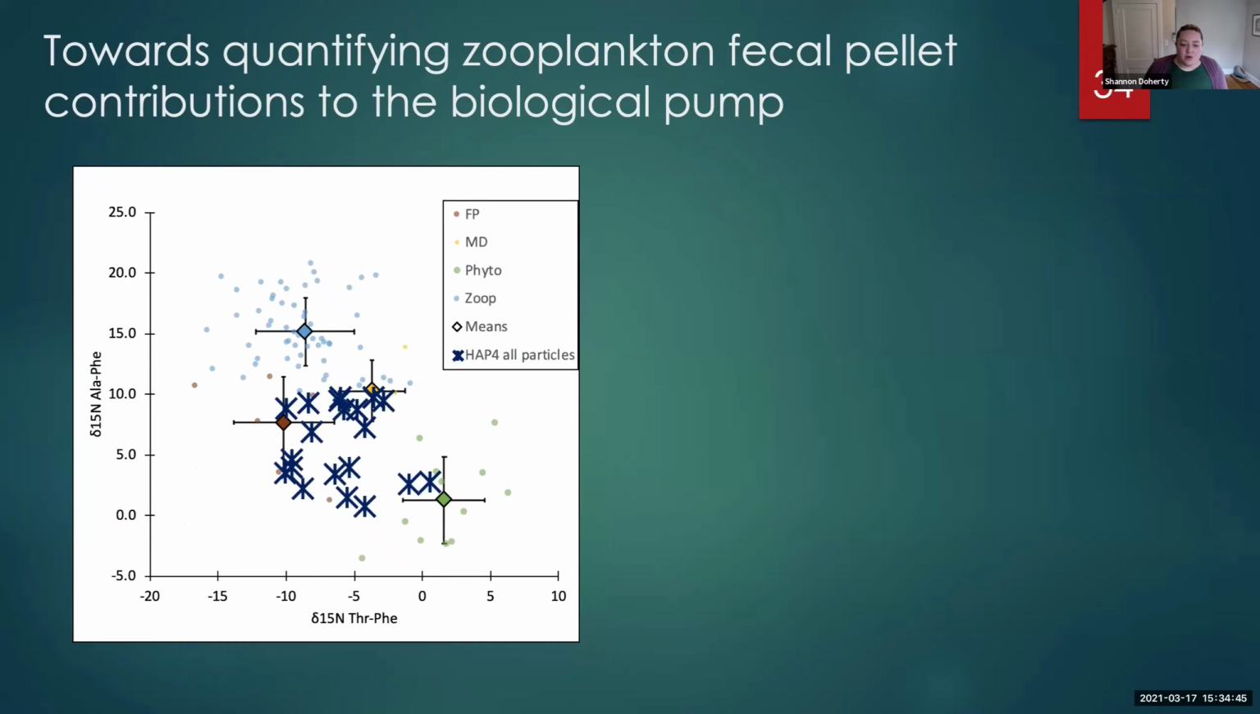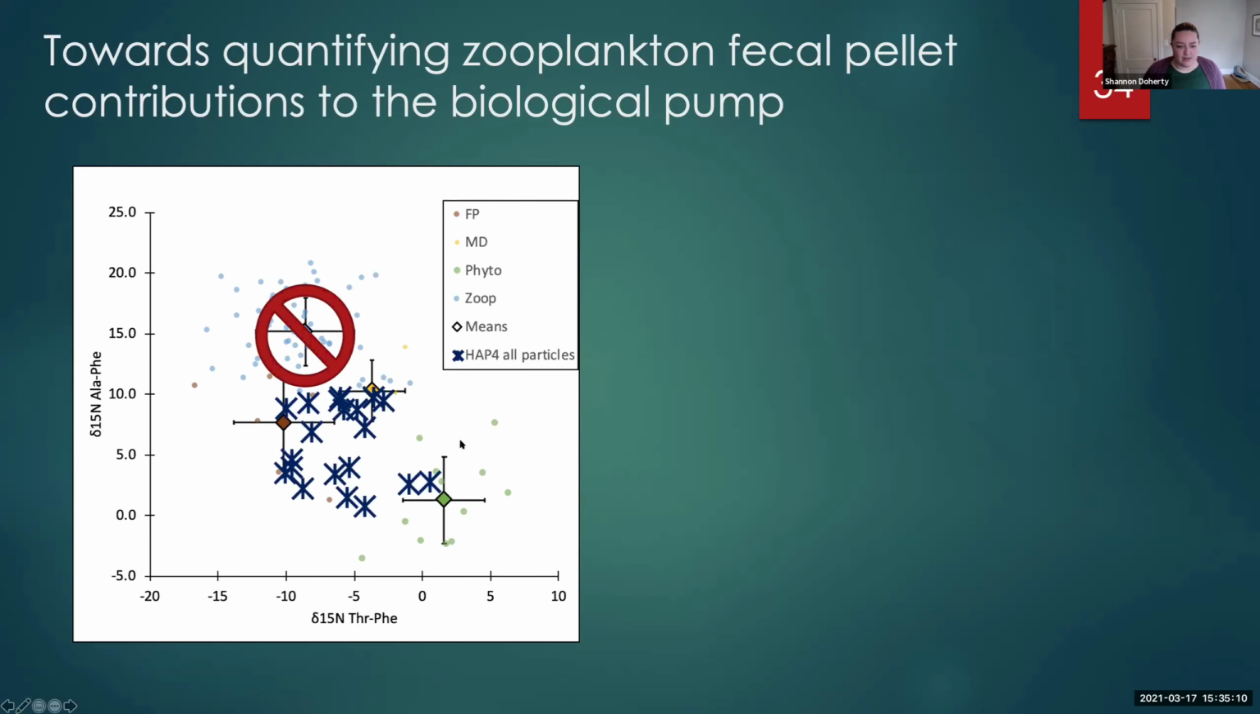And because we know that our sampling techniques exclude zooplankton biomass, and our quality control techniques also exclude zooplankton biomass, and our particles don't really resemble zooplankton biomass, I'm going to go ahead and eliminate that as a potential end member to these particles and focus on fecal pellets, microbially degraded organic matter, and phytoplankton.